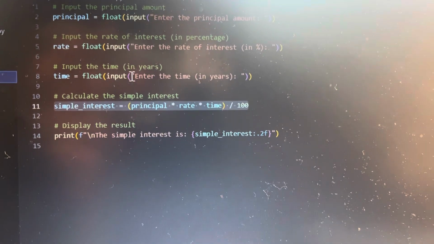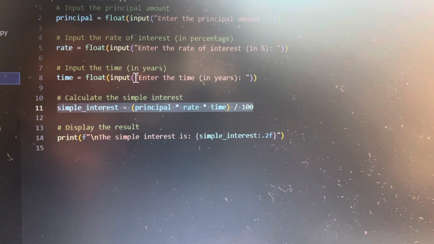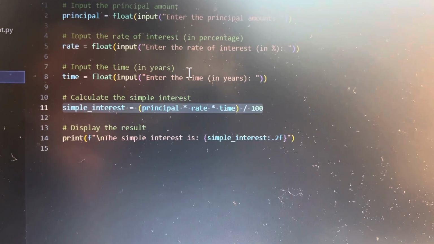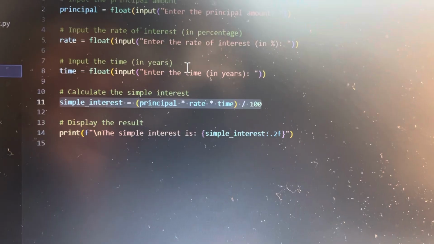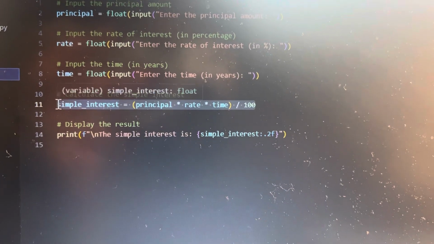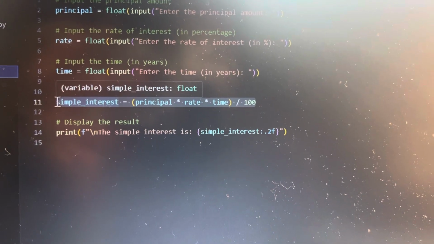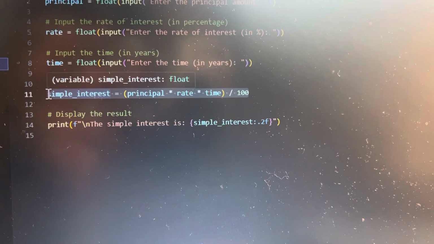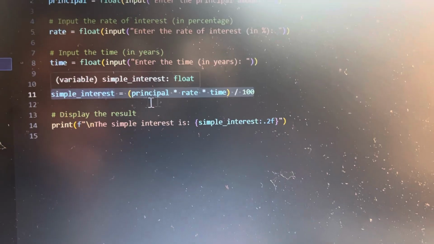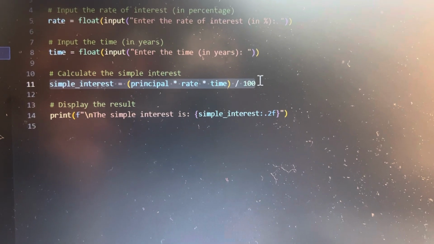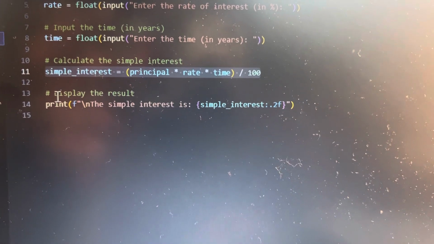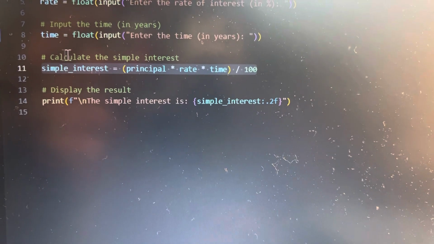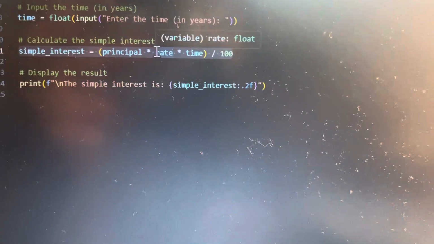For line 6, it prompts the user to input the time, and that is converted into years through the floating point number. For line 8, it's another assignment line that runs the equation principal times rate times time divided by 100. Then line 10 prints the value that was calculated through this equation.